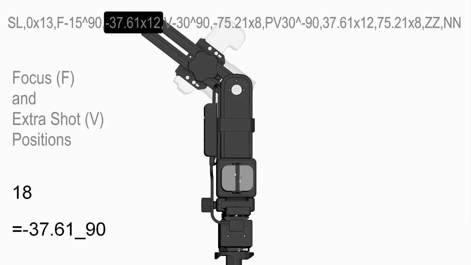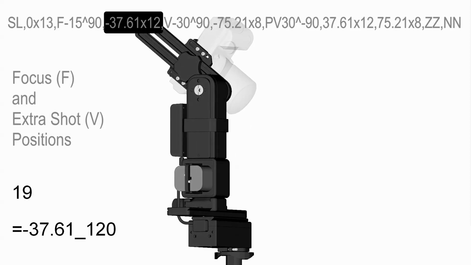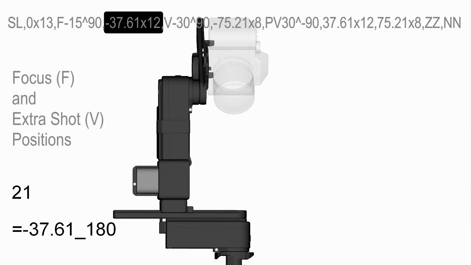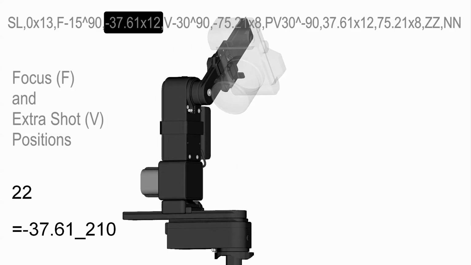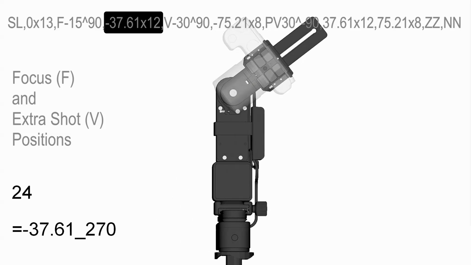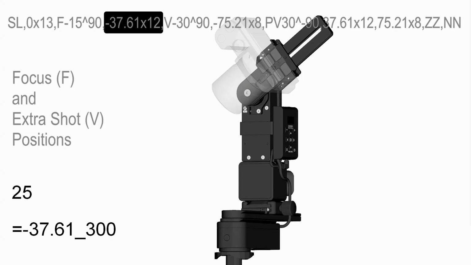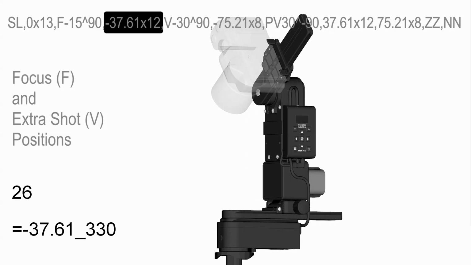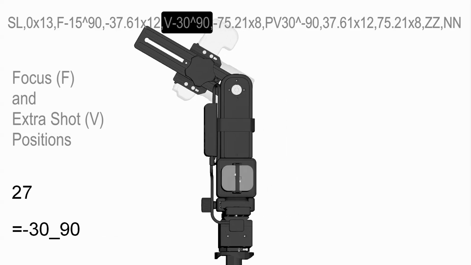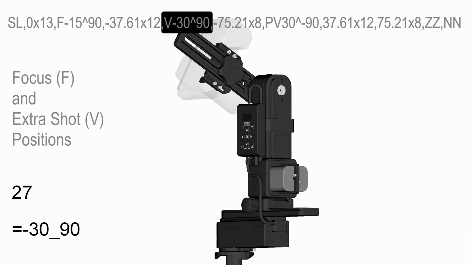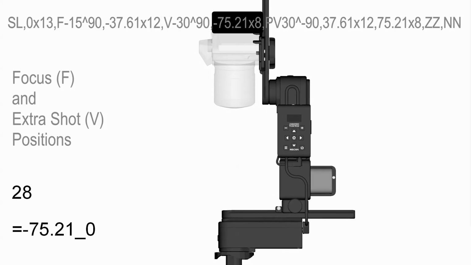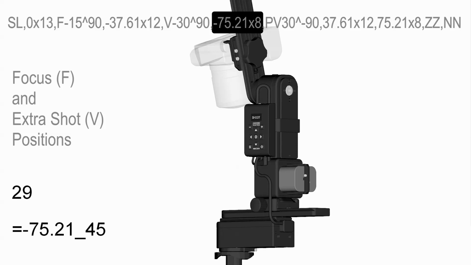This is row 2. Then the first extra shot position, at -30 degrees pitch and 90 degrees yaw. No default pause is set to extra shot positions, so MECHA will send the camera trigger signal automatically and continue with row 3.